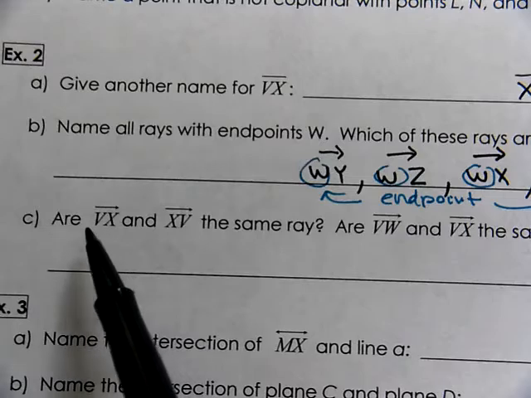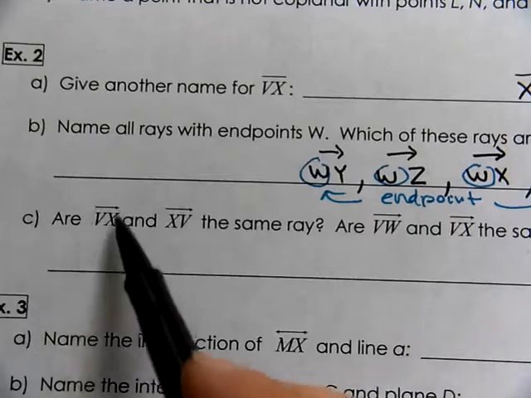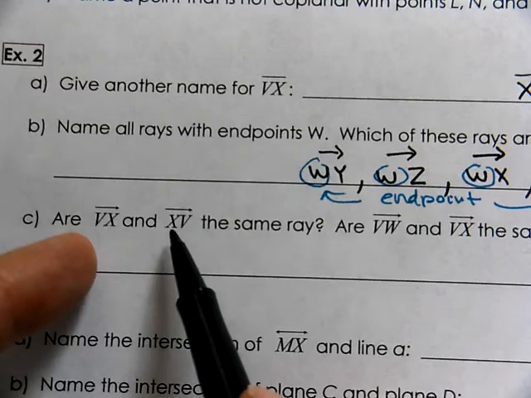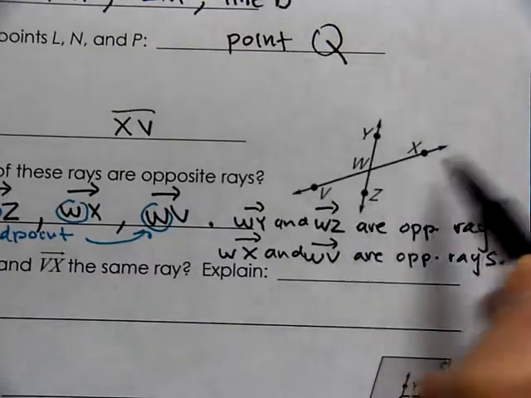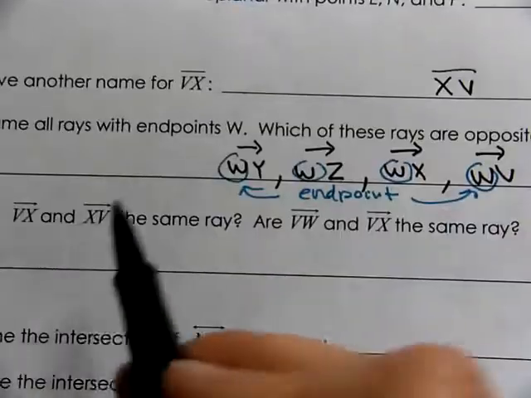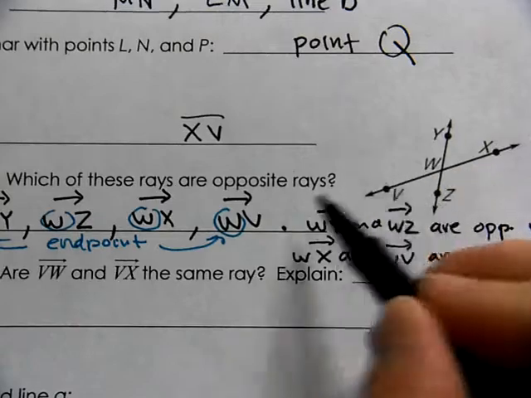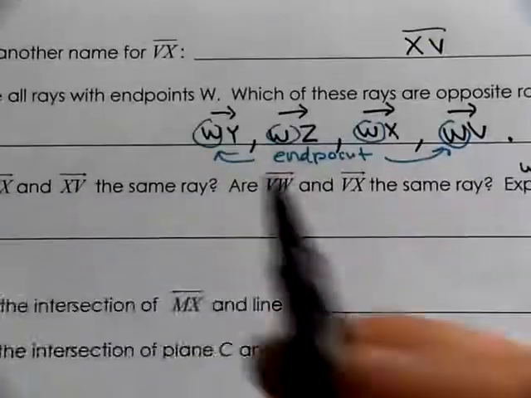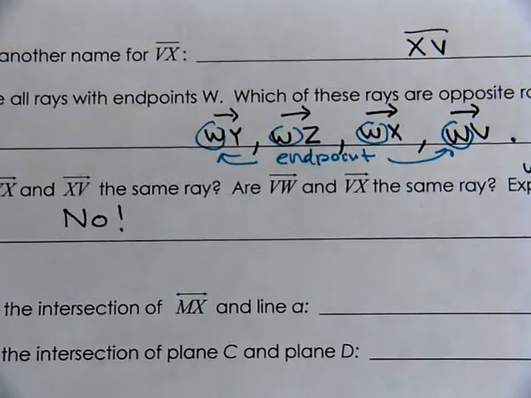Let's find these on the diagram. Ray VX and ray XV. So you can see the letters are shuffled around. That would communicate that the two endpoints are different. This says start at V and go through direction X. So here we're starting at V, going to the right, and that would extend forever to the right. The second ray named is ray XV. That says start at X and go in the direction of V. That would extend to the left. Well, they don't have the same endpoint. They're not pointing in the same direction either. So that answer is no. They are not the same ray.